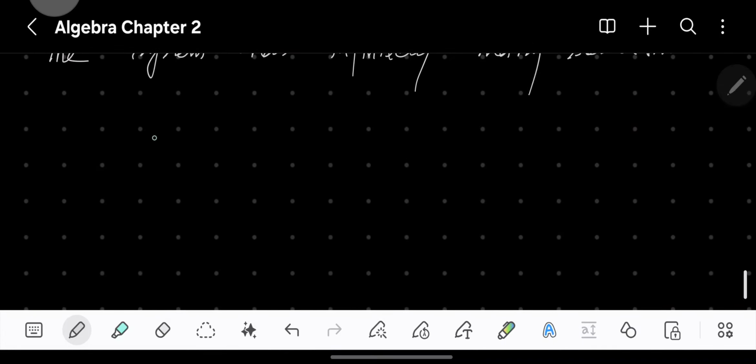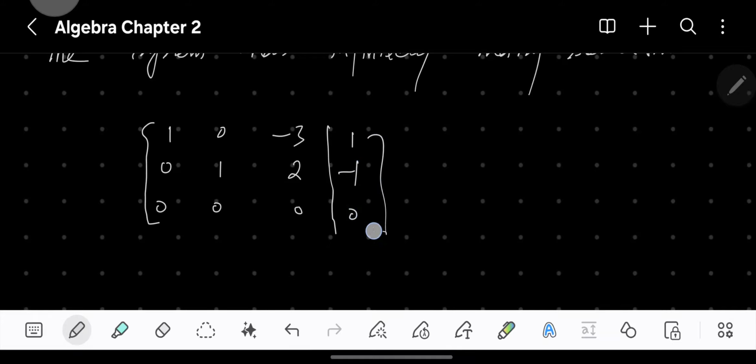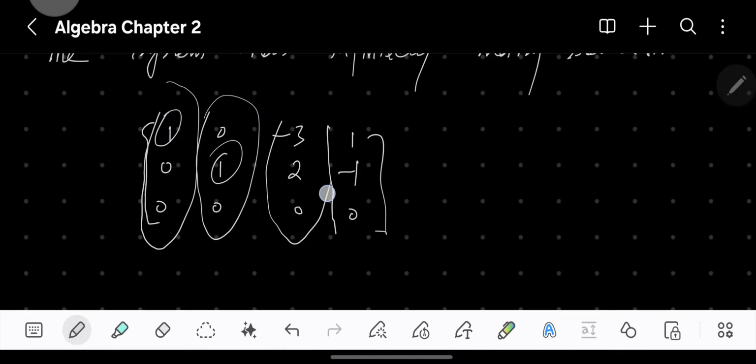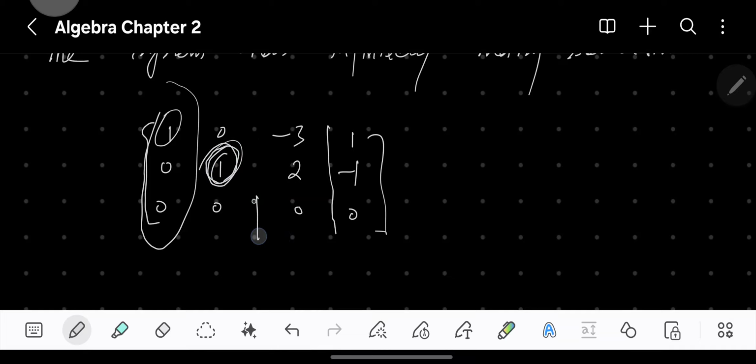For example, we have this matrix 1 0 minus 3, 0 1 2, 0 0 0, and here we have 1, minus 1, 0. You can check this column has pivot entry, this column has this pivot entry, and this column has no pivot entry, right? Why? Because after this pivot entry, this is the submatrix, and in this submatrix there is no non-zero entry, so that's why there is no pivot entry in this column.